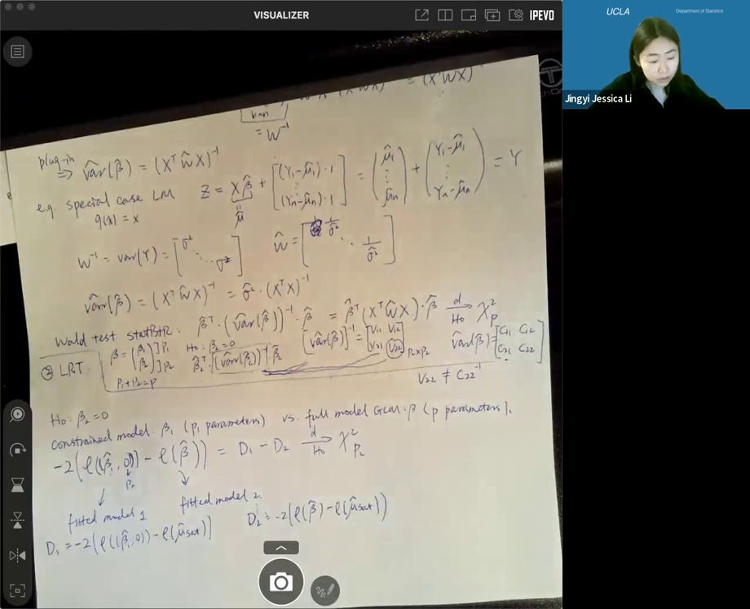Okay, so that's the inference for beta. Just to summarize, for inference of beta, we are typically interested in answering this question: does one covariate have any effect on my response?